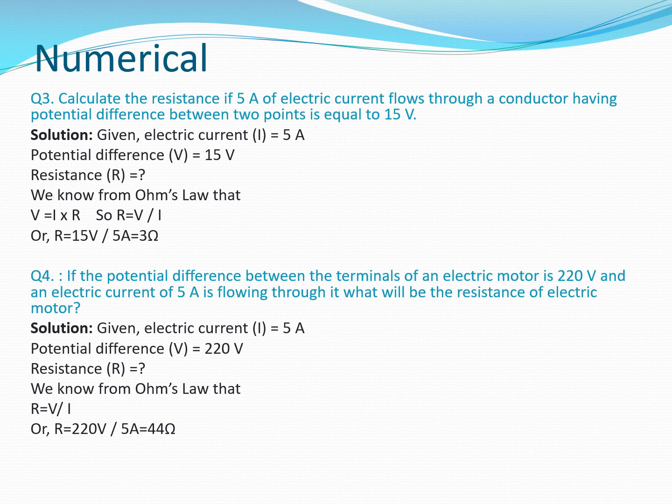Second sum, if the potential difference between the terminals of an electric motor is 220 volt and an electric current of 5 ampere is flowing through it, what will be the resistance of the electric motor? Again you write I is equal to 5 ampere, potential difference 220 volt. Just the same way, R is equal to V by I. So 220 by 5, that gives you 44 ohms. You can practice more numericals from NCERT book and S. Chand.